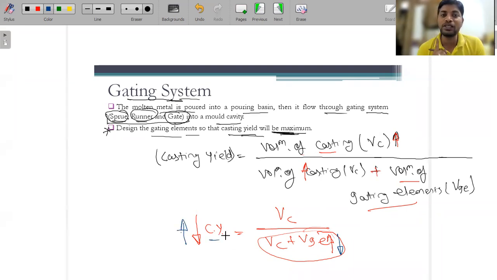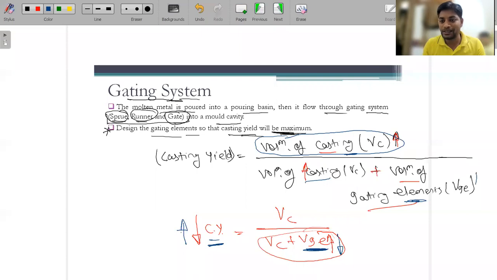During the design, we have to consider that the volume of the elements we are designing should be as minimum as possible. We do not have to waste size and material, because this is the casting yield. The casting yield is the volume of the casting, meaning how much volume we are filling into the mold cavity, divided by the volume of the casting plus the volume of the gating element. If that is as small as possible, the casting yield will approach 100%, okay guys. So we have to keep that in mind.